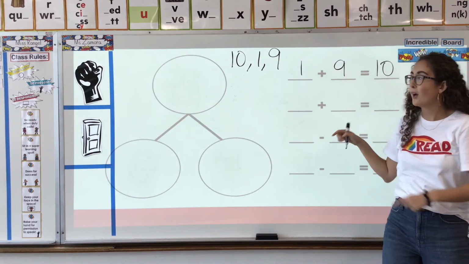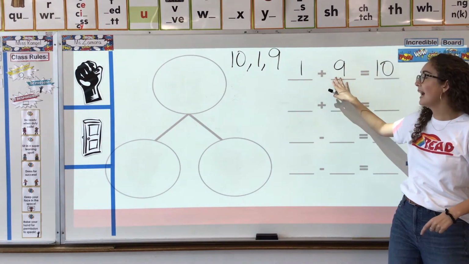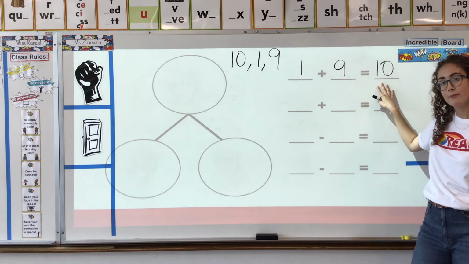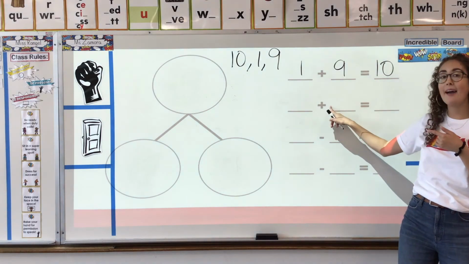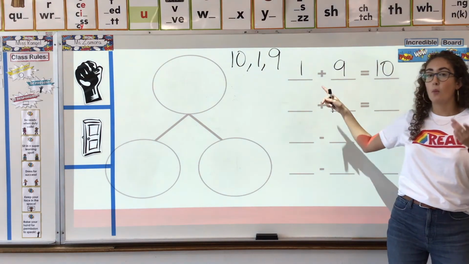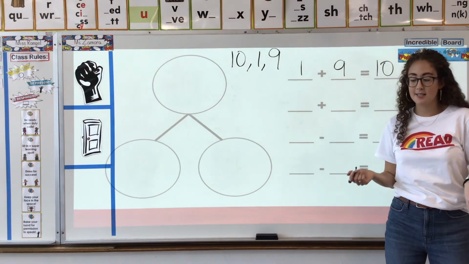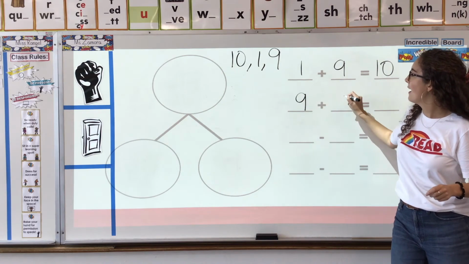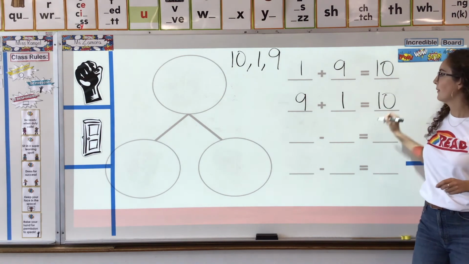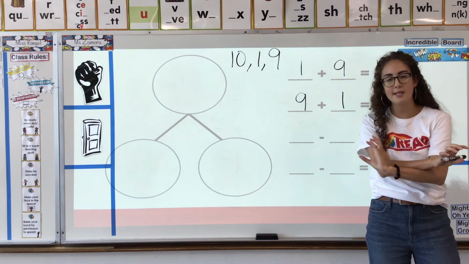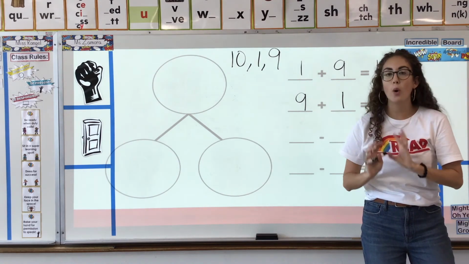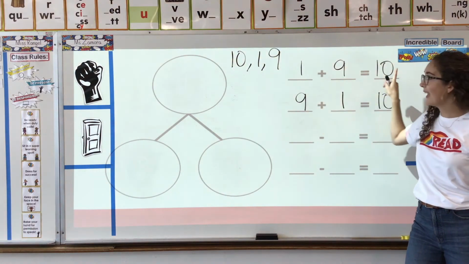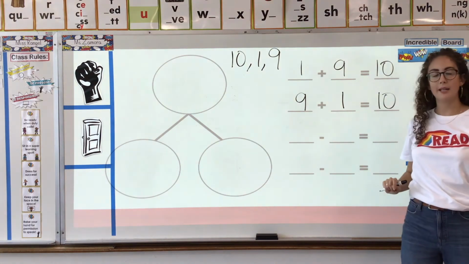Did you write that down? Our two parts are 1 and 9, and together they're going to make our bigger number 10. Or, what is the other sentence you could have written down? What would be our second addition sentence? We just flipped our parts, because remember, it doesn't matter what order we add them together. So therefore, 1 plus 9 equals 10, and 9 plus 1 equals 10.